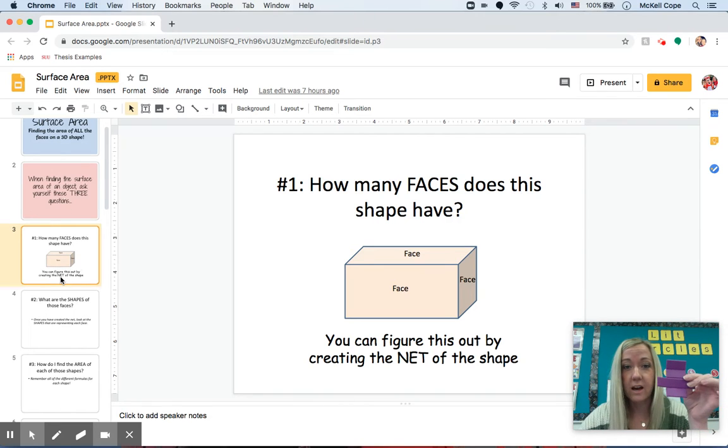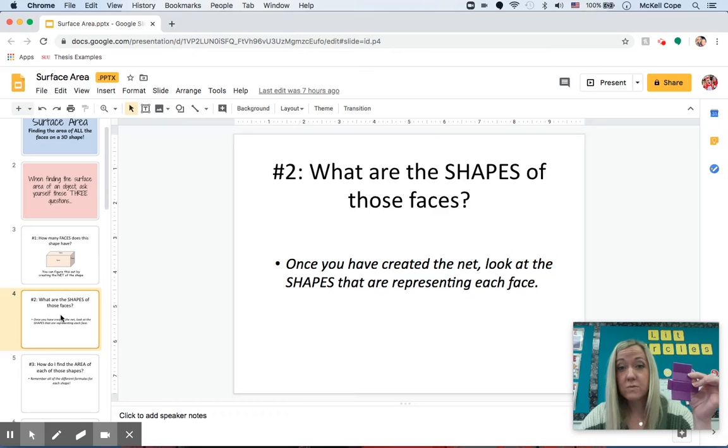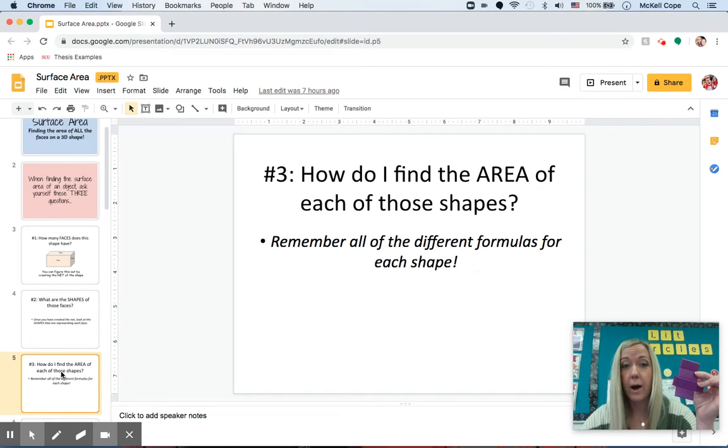So we're going to go back to that first question. How many faces does this shape have? Well, it has 6. So that means we're going to be finding 6 areas. And what are the shapes of those faces? Well, they're squares and rectangles. So because of that knowledge, now I know the formulas I'm going to have to use to find the area of them before I add them all up. So I'm going to be using the area base times height or length times width. And I'm going to do that 6 times.